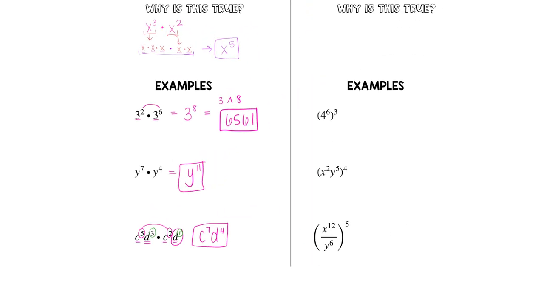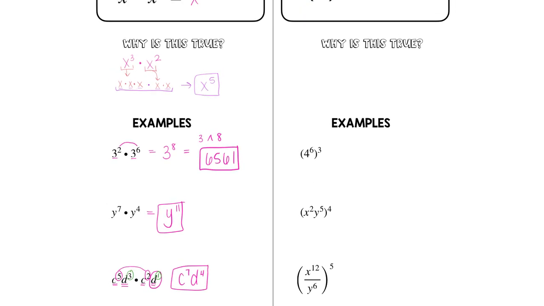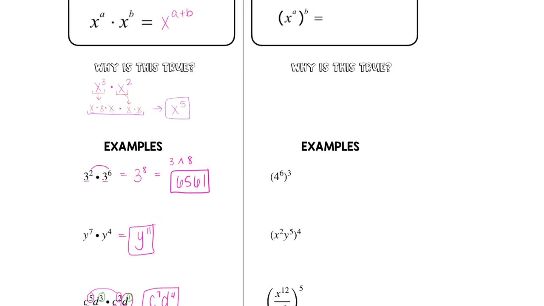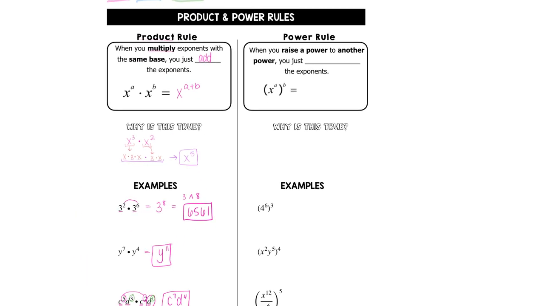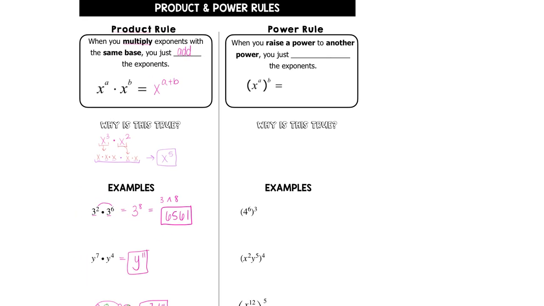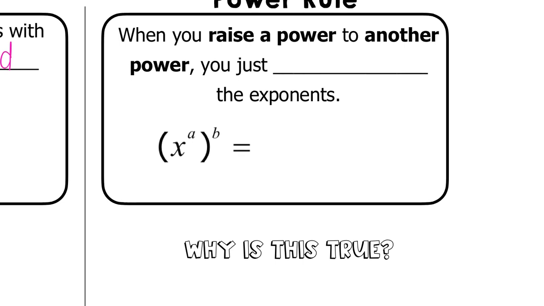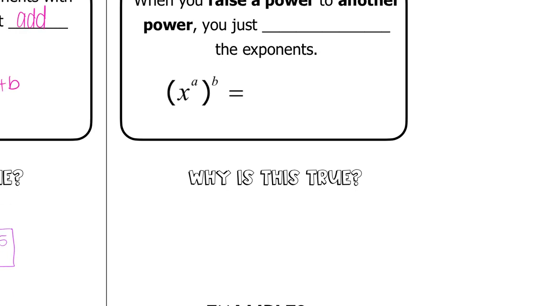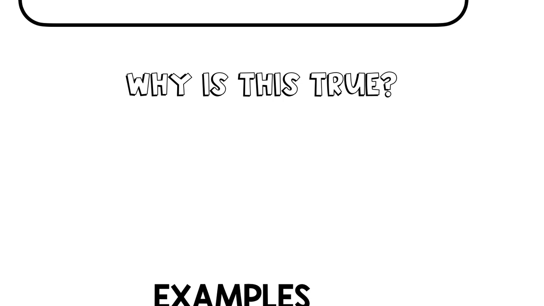Okay, so that is how product rule works. So when you multiply exponents, you just add them together. Now we're going to talk about something similar, but it is a little different. This one is called the power rule. So this is when you have a power that's being raised to another power. So there's an example here, but before we talk about how the rule works again, I'm just going to show you an example of what's happening right here in this space.